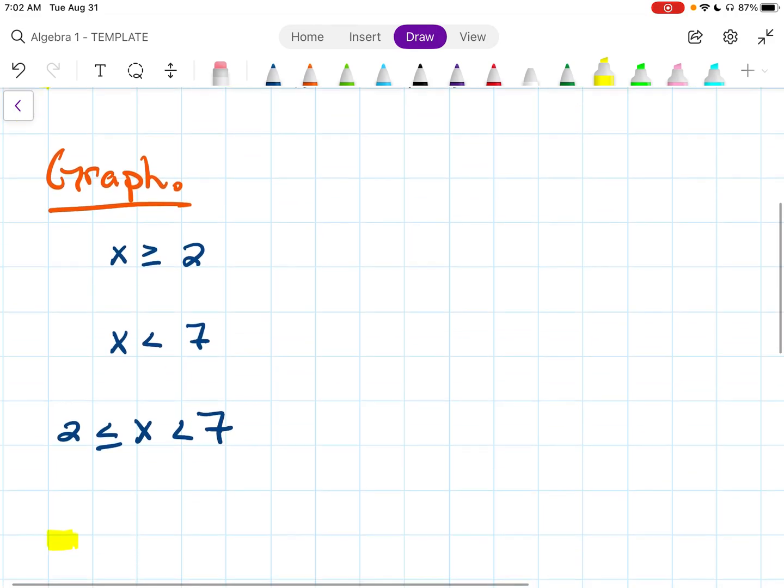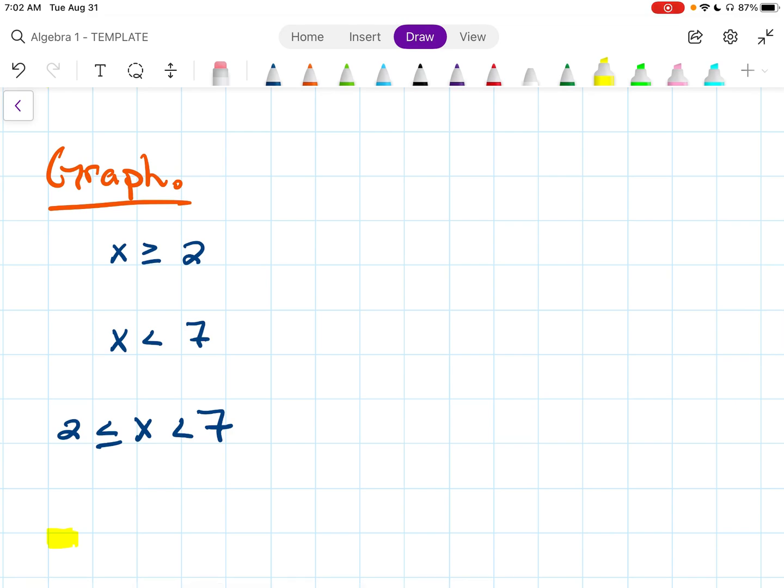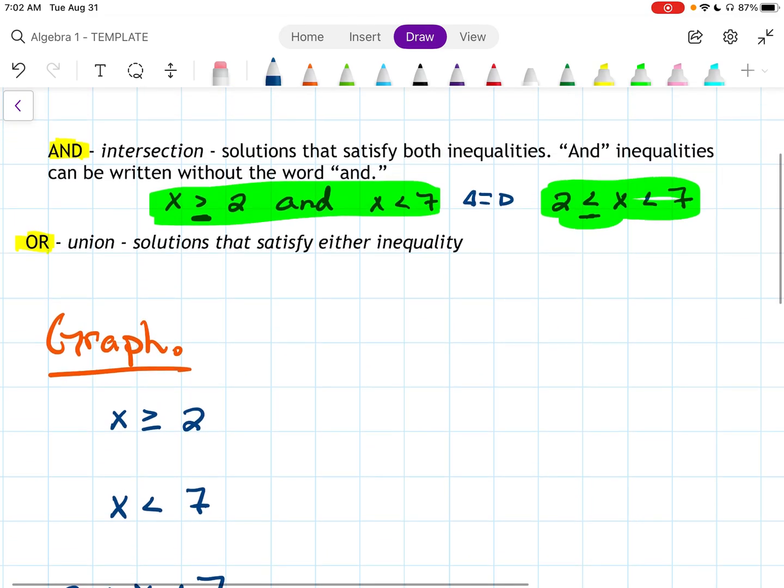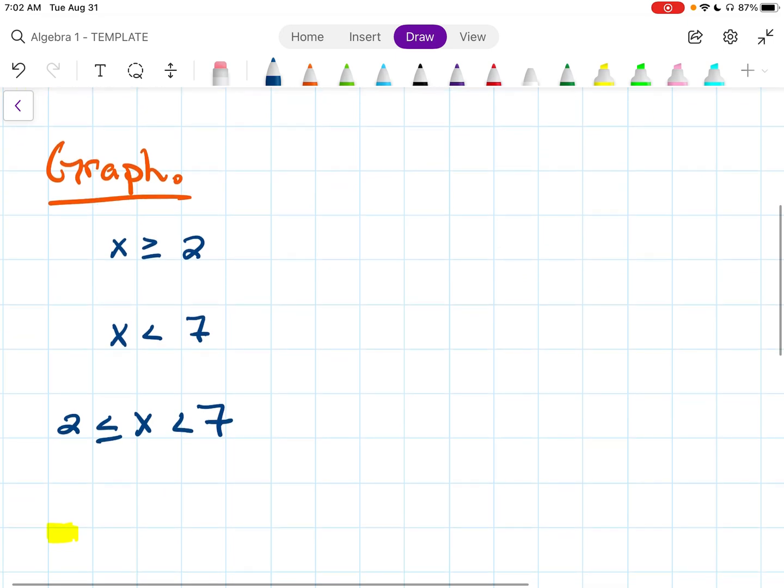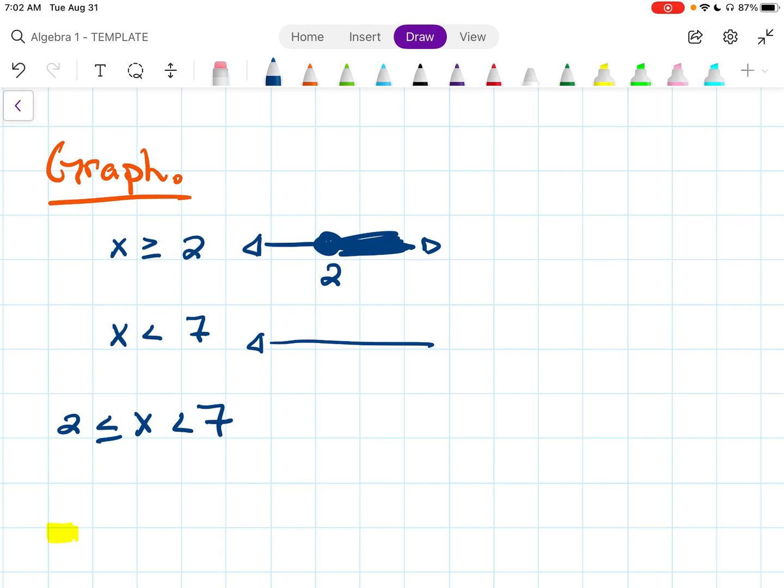So we're graphing here. And again, this graph is meant to show what an intersection would look like. So starting off with just plain old x is greater than or equal to 2. On a number line, we'd have a 2, we'd have a shaded circle, and we would shade to the right. For x is less than 7, we would have an open circle on 7, and we would shade to the left.